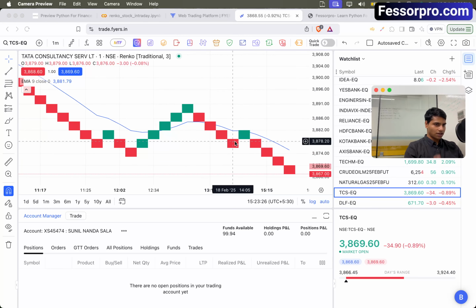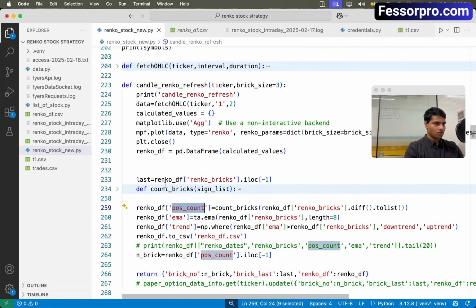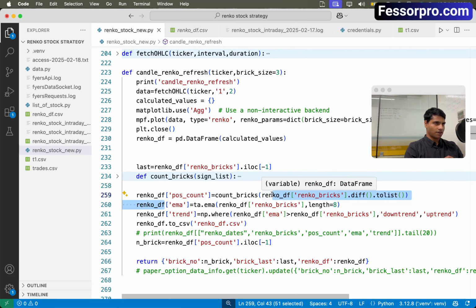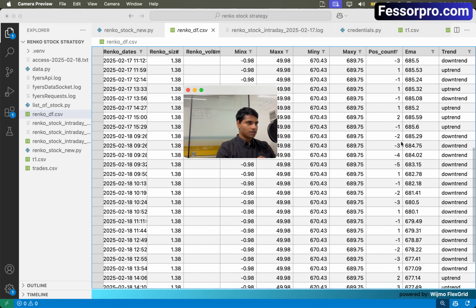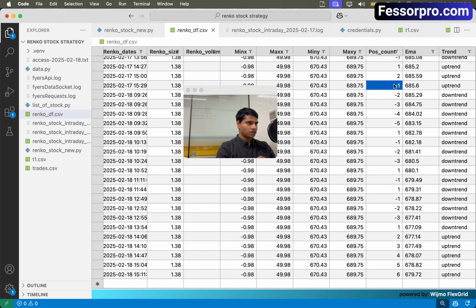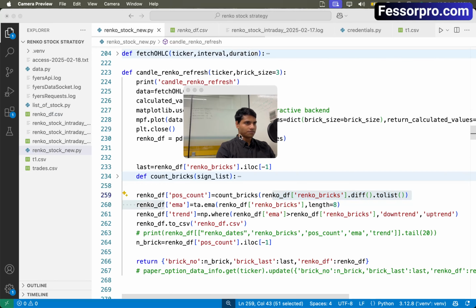So in order to calculate this number of bricks, I have created a function called count brick. And count brick will simply count how many bricks we have. So if you go to the data frame, I have a column called count brick. You can see it always changes. It goes to -1, -2, -3, -4, -5. It means at this time there were a total of -5 bricks, and then it changed to 1. It means now we have +1 brick, then -1, -2, -3. This is how the position count is calculated.